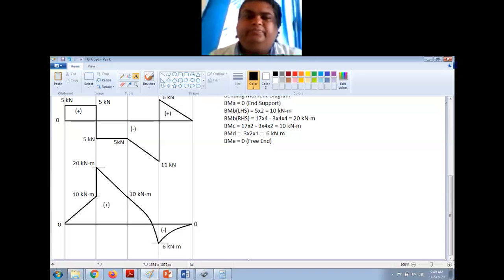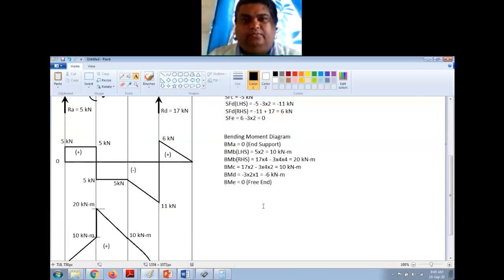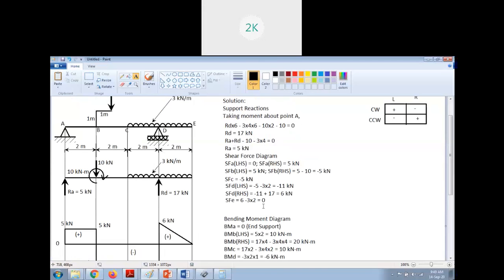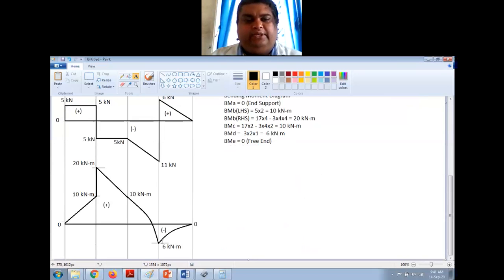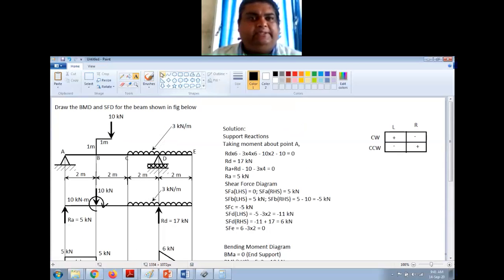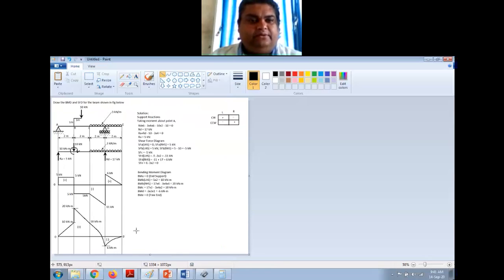Yes? Assume the distance as x and then take the moment. Yes. So see, I know that the point is on the left side of D and it is between C and D. Correct? If you see here, this is D, this is C. So it is on the left side of D between C and D. So I will draw a section here. I'll first draw a line like this.